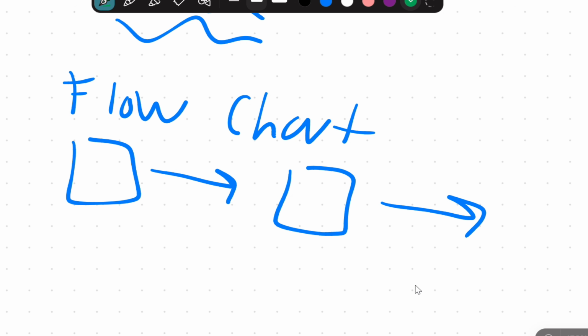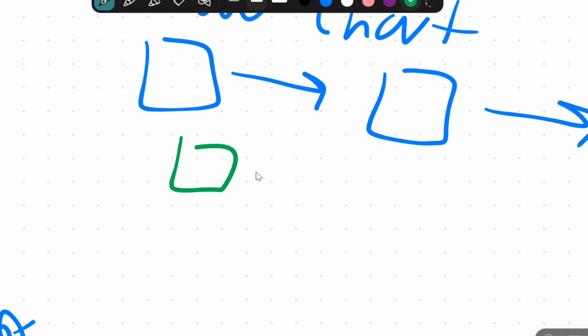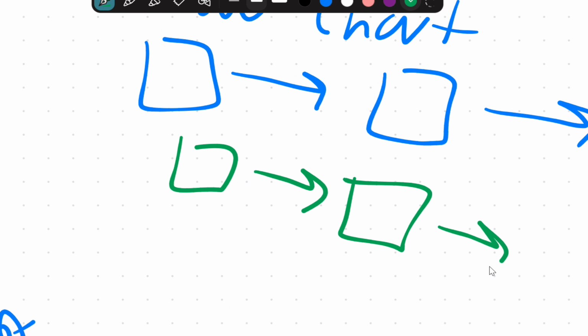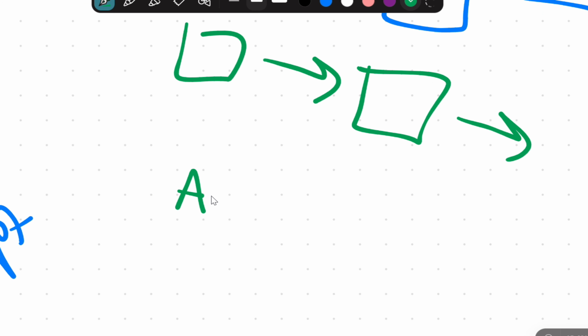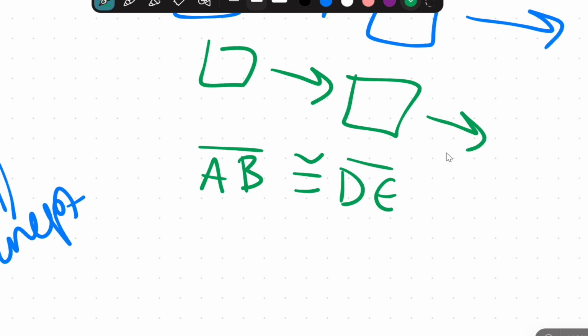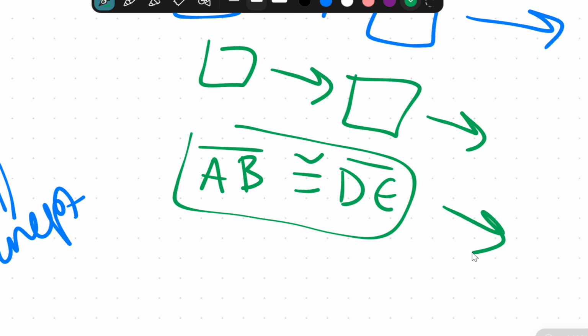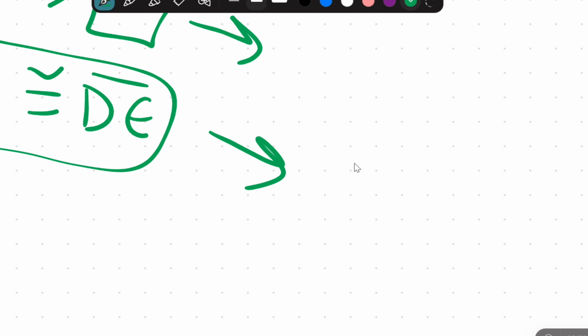Okay, then we have flowcharts, and flowcharts are kind of a similar thing. You write one statement, you write a statement that connects with it, and so on. For example, if I said angle AB is congruent to angle DE, this is true because it was given.